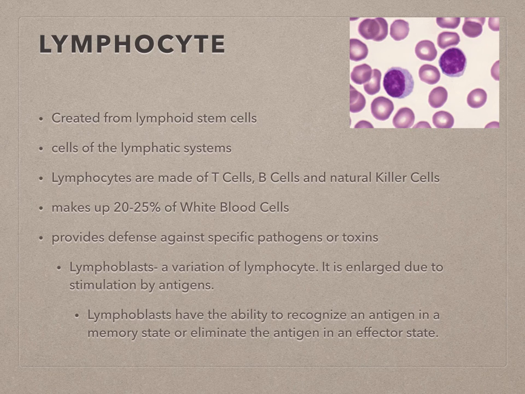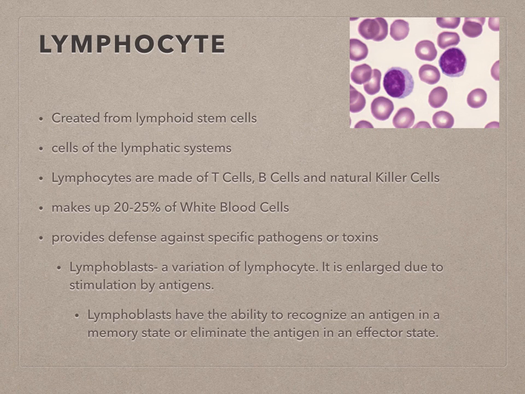Lymphocytes generally make up 20 to 25% of white blood cells. Their function in white blood cell production is to provide specific defense against pathogens and toxins found in the body. When a lymphocyte has eaten an antigen, or a pathogen, it turns into a lymphoblast because it is enlarged due to stimulation by antigens.